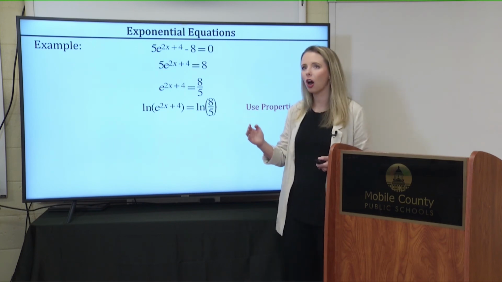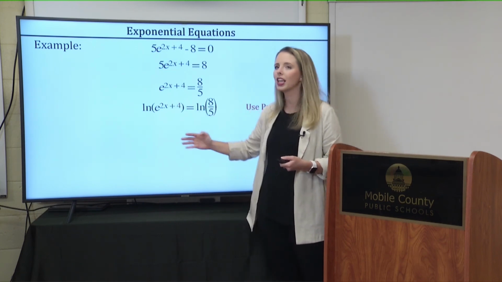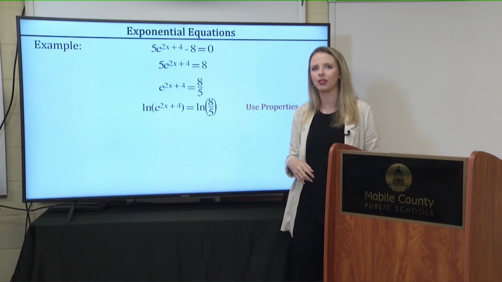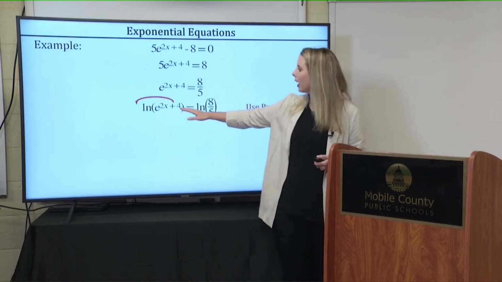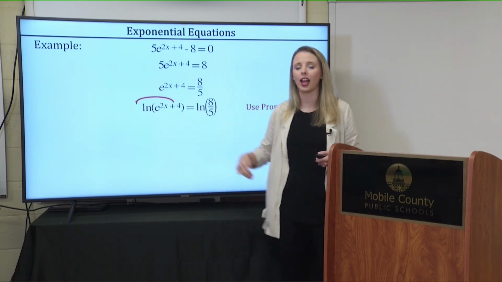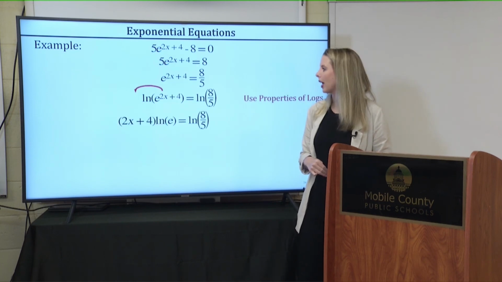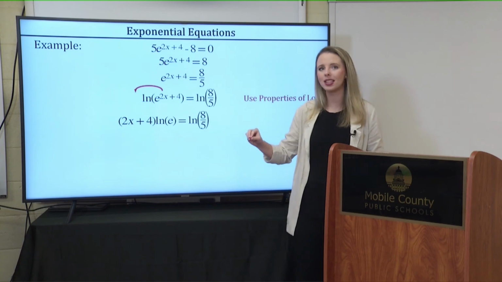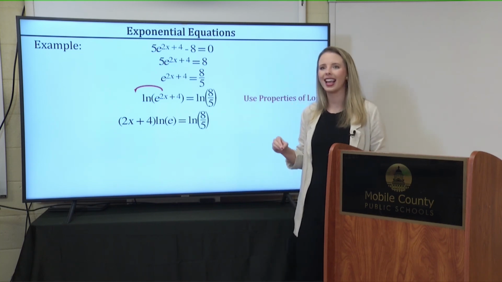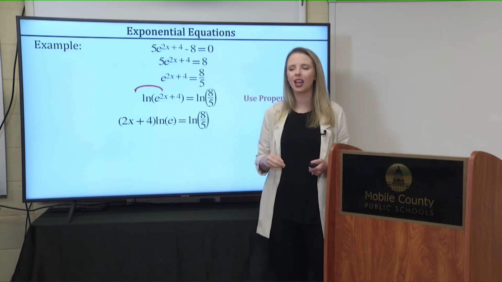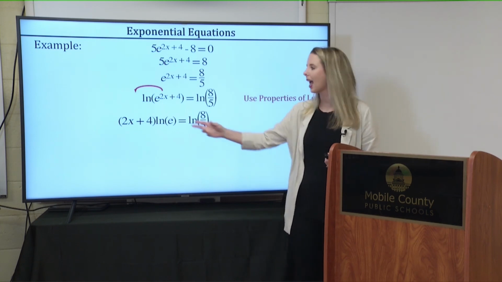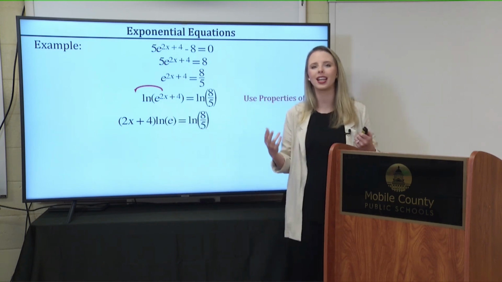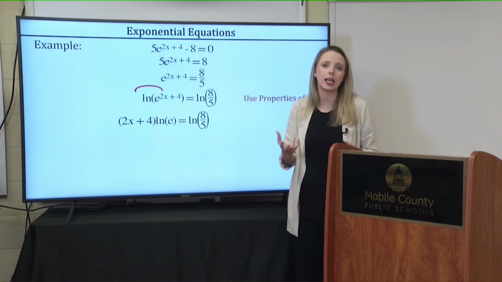It taught us that we could take our exponent and change this to multiplication. So we can then take this and move it to the front. And what that's going to look like is right here: 2x plus 4 times the natural log of e equals 8 over 5. Now we need to keep simplifying. Let me ask you something. Who remembers what the natural log of e is?